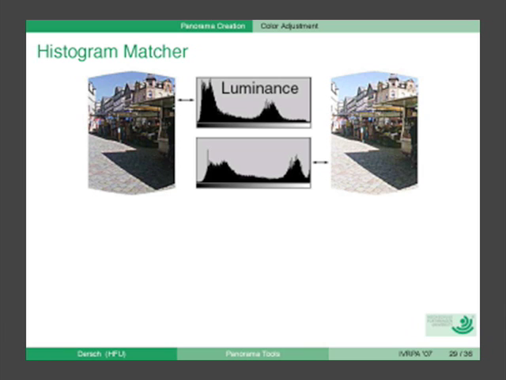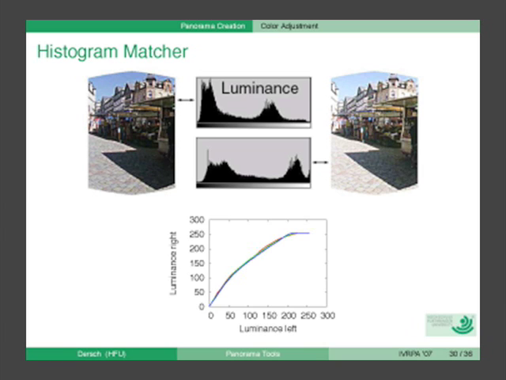Using standard statistical methods, we can now calculate a transformation which transforms this into this curve. This transformation is called the brightness transfer function in image processing, and it's shown down here. It describes how each pixel value in the left image corresponds to pixel values in the right image. This is shown here for the three colors, red, green, and blue.